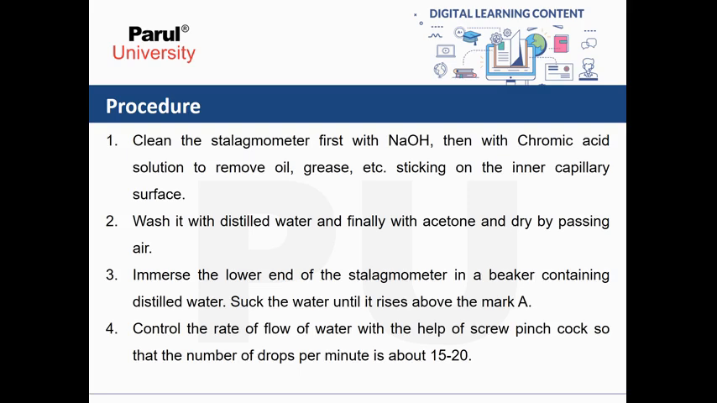Immerse the lower end of the stalagmometer in a beaker containing distilled water. Suck the water until it rises above the mark A. Control the rate of flow of water with the help of the screw. Pinch the cork so that the number of drops per minute is about 15 to 20.